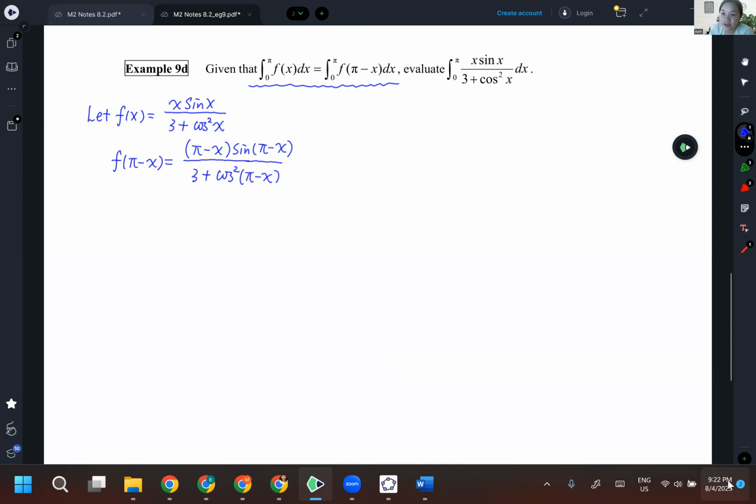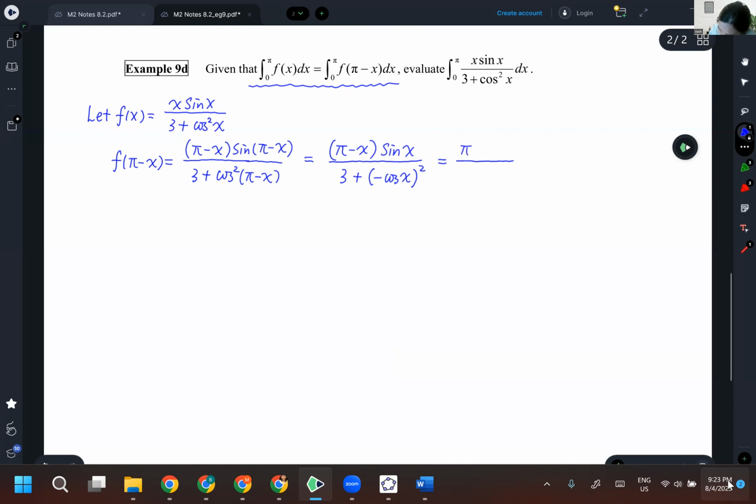Okay. And the simplification is not extremely difficult because this bracket I will not expand. And then sine of pi minus x and sine x are equal. This one is negative cosine x, but however it's squared. So in the end, you'll find it still the same denominator. Okay.